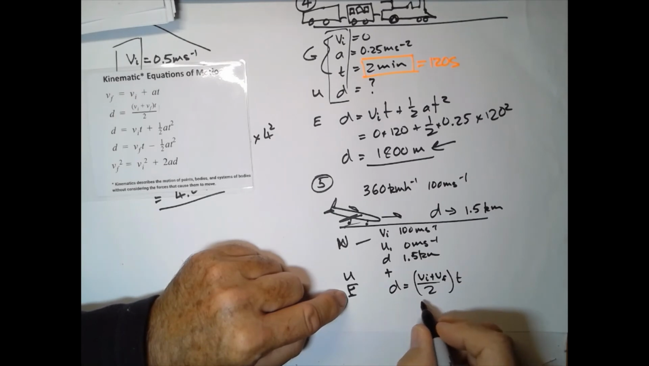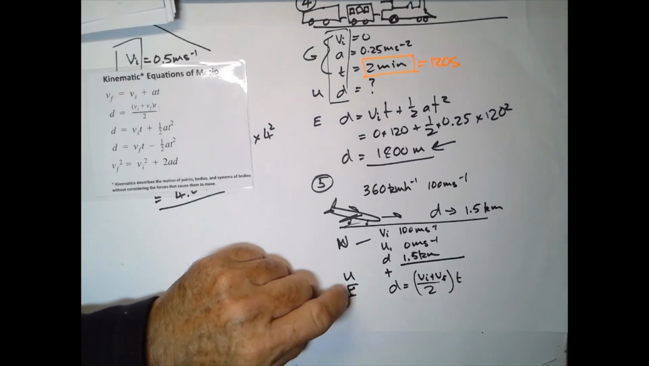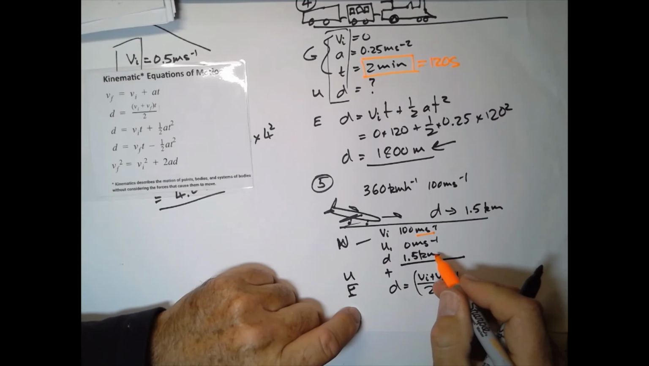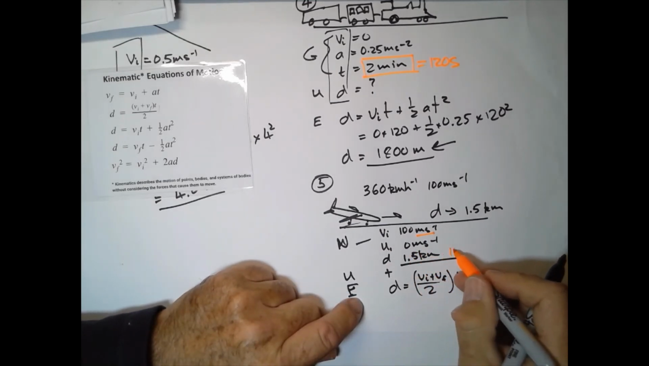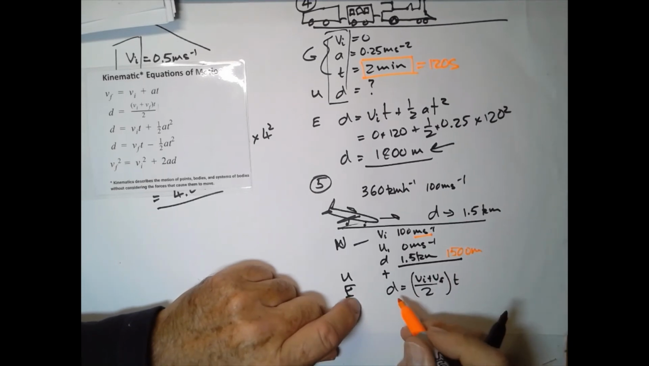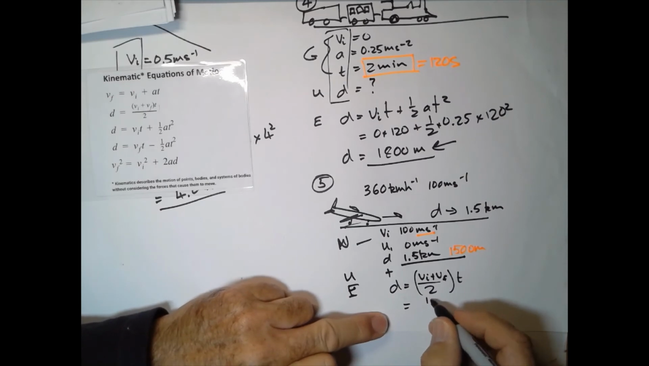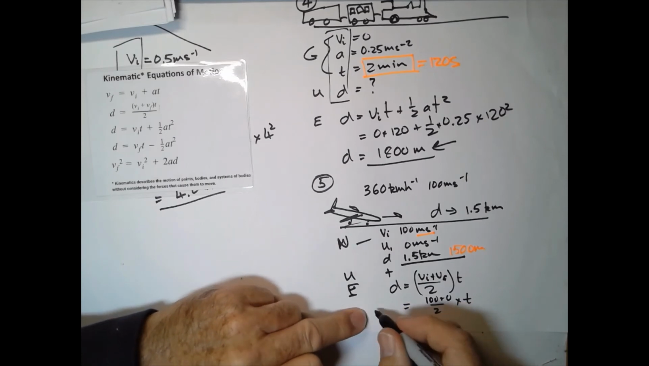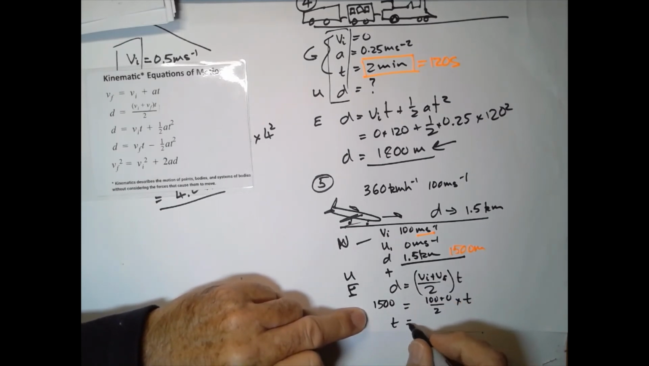Solve that for t, substitute in our values, again making sure we've got the units right. So our units are meters per second, meters, so that's 1500 meters. So let's substitute in our values there. Distance equals initial velocity 100 plus 0 over 2 times time is equal to 1500. Solve that. Time is equal to 30 seconds. There you go.